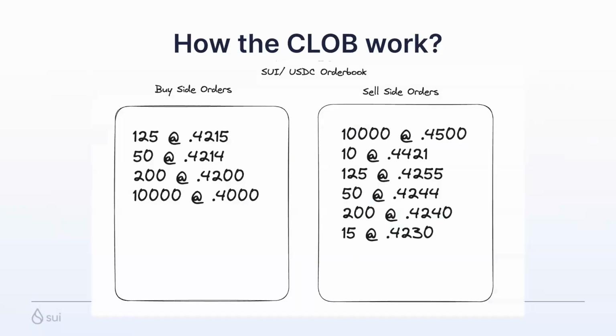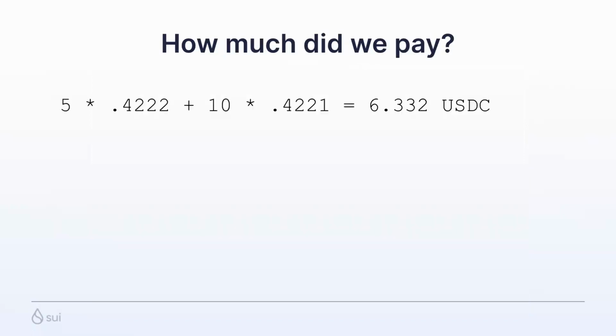There's an idea in Deep Book of maker and taker addresses, so there have to be 2 parties to every transaction. In this case, the person who puts up these orders is called the maker. They're the maker address, and you can see that in the Deep Book events. The maker address would get transferred 6.332 USDC because we filled these orders, and the person who placed the order for Sui would get transferred 15 Sui back.